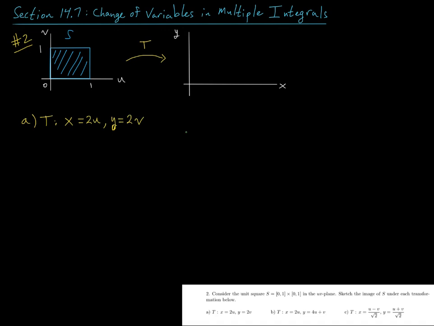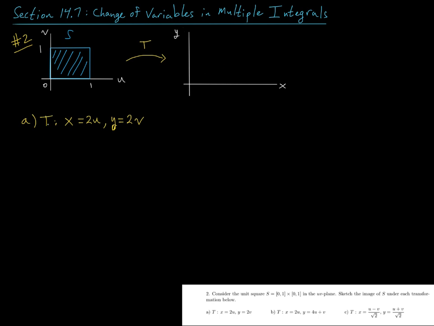All right, in this video, we're going to look at question 2 on the worksheet that says, consider the unit square S, which is the product of the interval 0 to 1 with itself in the UV plane. Sketch the image of S under each transformation below. Okay, so we have this unit square S in the first quadrant of the UV plane, and we're going to apply various transformations to this square and describe the corresponding image regions over here in the XY plane.